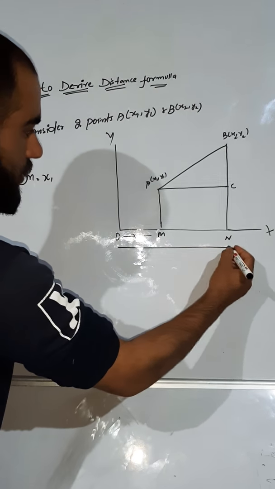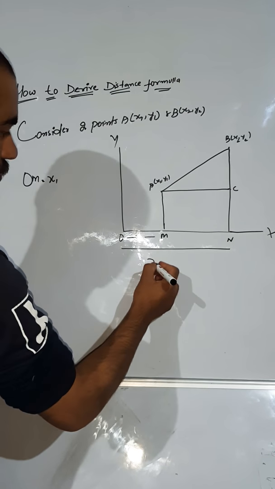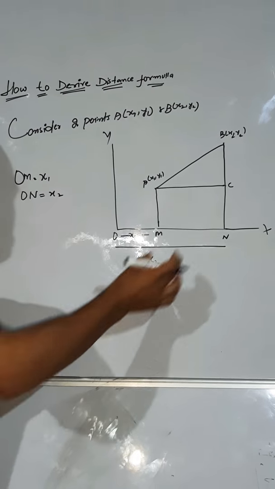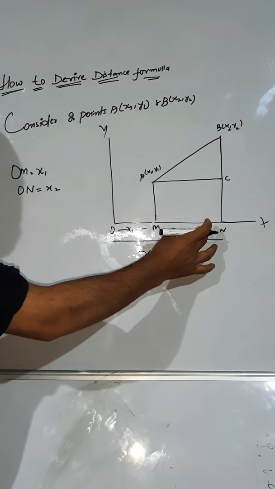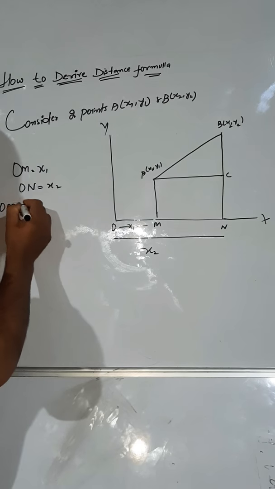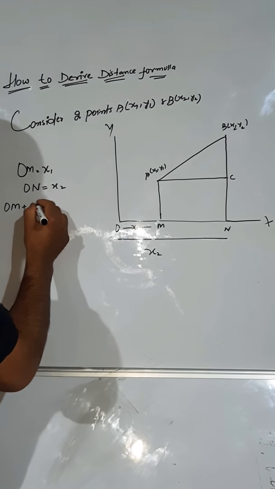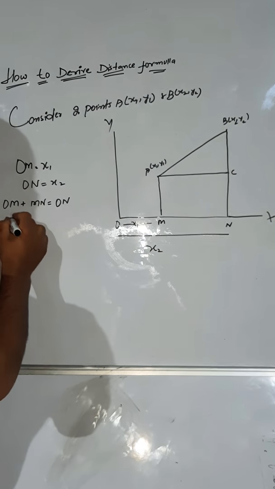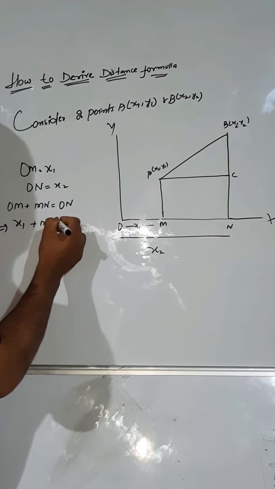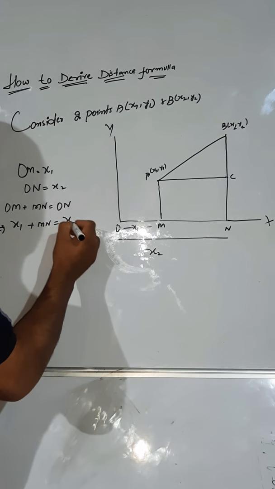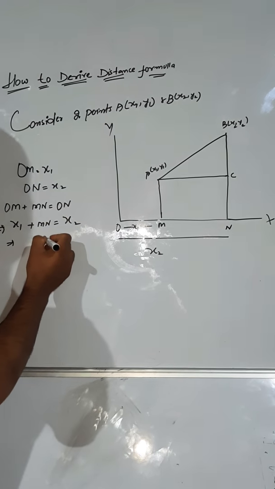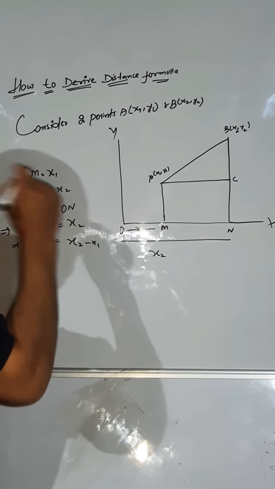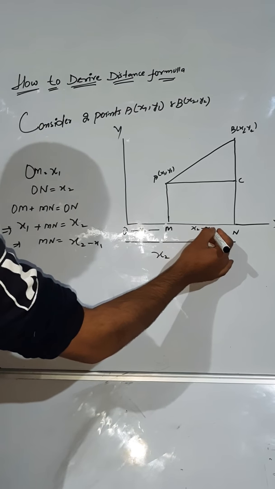Similarly, the abscissa of this point is x2, so our ON will be x2. Now for distance MN, we get OM plus MN is equal to ON. OM is x1 and ON is x2, so MN is equal to x2; transposing x1 to the other side, we get MN is x2 minus x1.